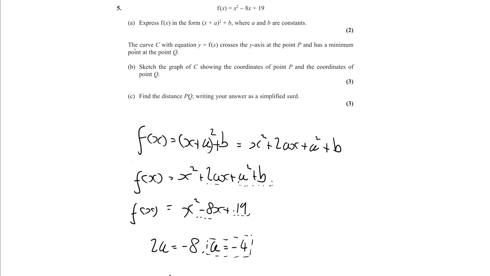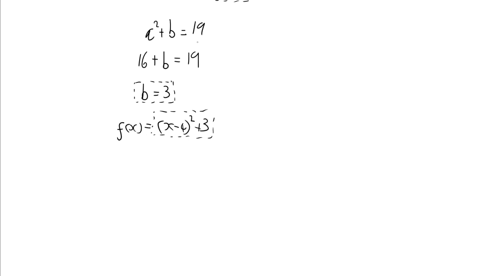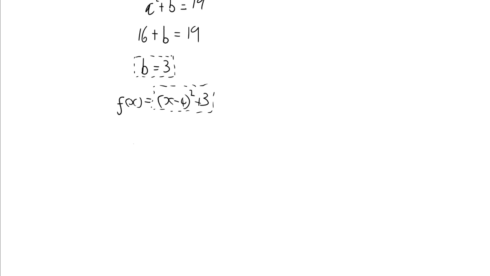For the next part of the question, we're told that the curve C with the equation y = f(x) crosses the y-axis at the point P and has a minimum at the point Q. We're told to sketch the graph of C showing the coordinates of point P and point Q. Before we can sketch this graph, we need to work out the coordinates of P and Q. The point P is where it crosses the y-axis, and so that is the point where x is equal to 0. We just need to work out what the y is there.